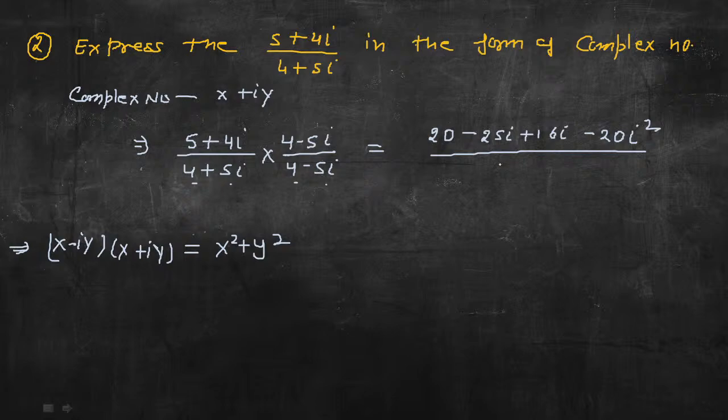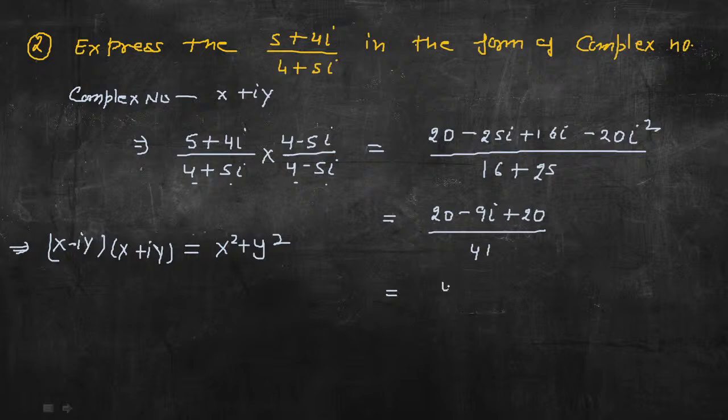So you can directly write 4 4s are 16 plus 5 5s are 25, and here you can observe it becomes 20, minus 25 iota and 16 iota, so it becomes minus 9 iota, and iota square becomes minus 1, so it becomes plus 20, right? And divide by 41, so the remaining part becomes 40 minus 9 iota divided by 41. So you can write this number as 40 by 41 minus 9 by 41 iota.